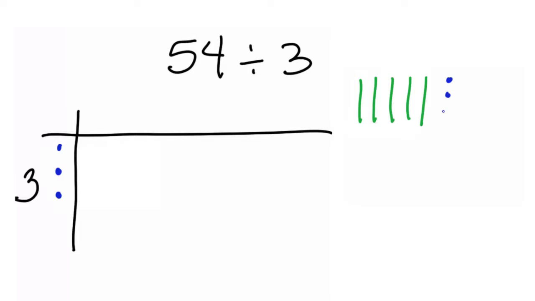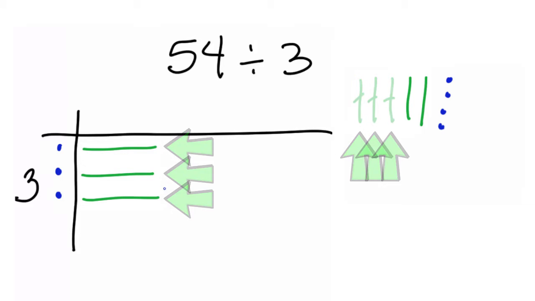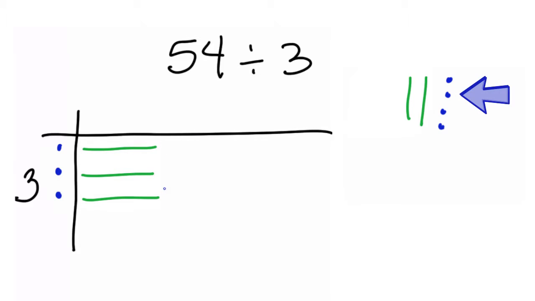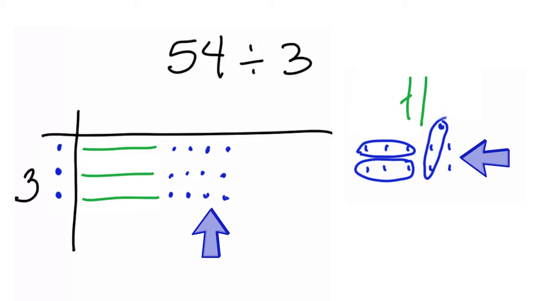Then the representation of 54 will be divided equally into the 3 groups. I will draw one of the 3 horizontal lines next to each of the 3 dots. 3 of the 4 ones will be divided equally. Next, 1 ten will be rewritten as 10 dots, and 9 of the 10 dots will be shared equally in the 3 groups.